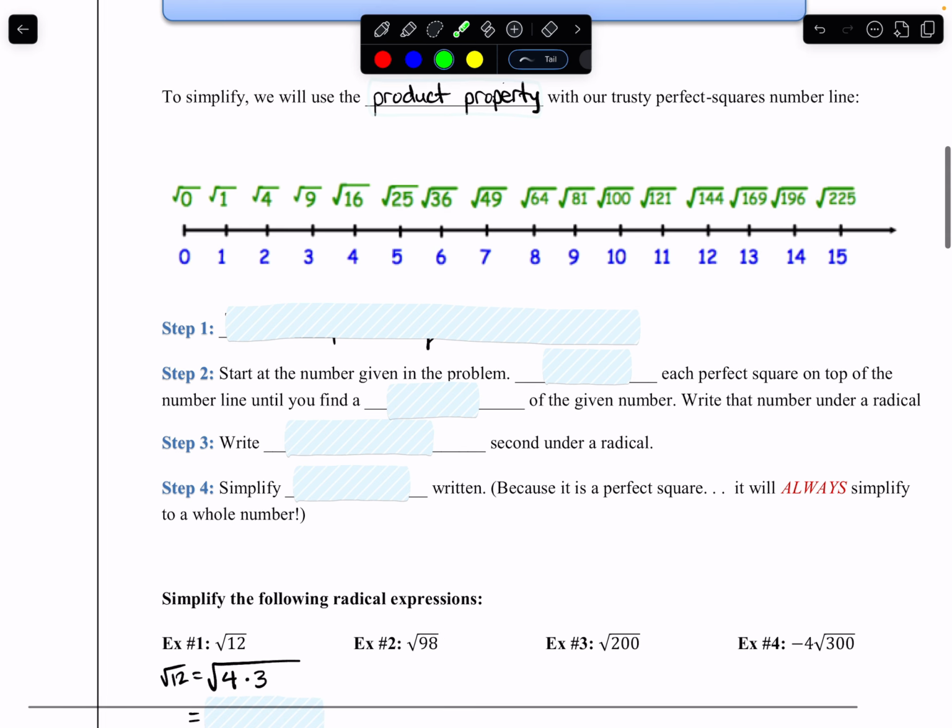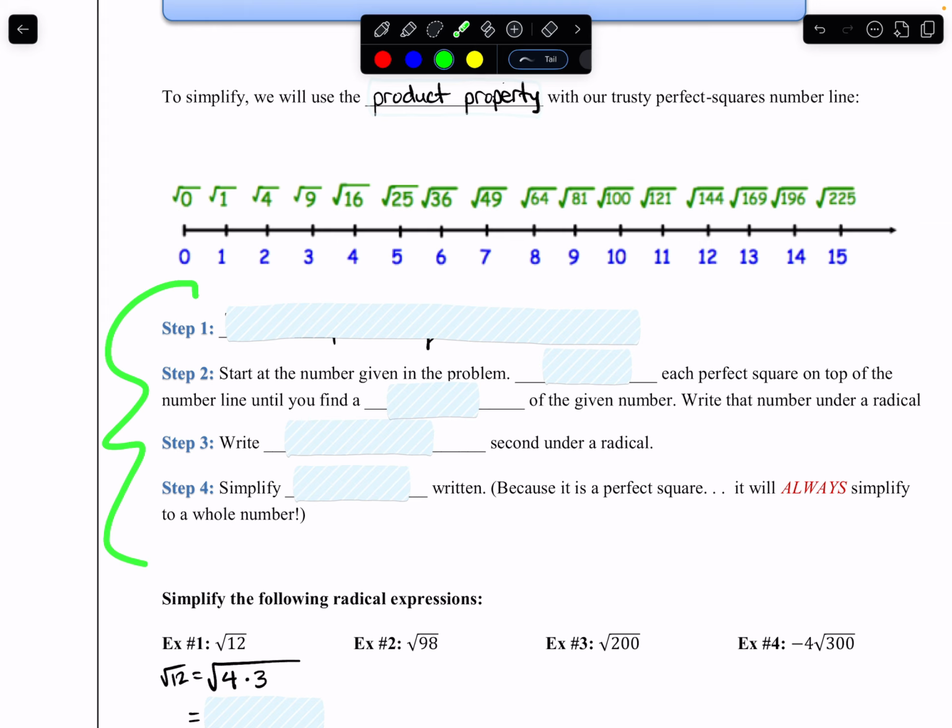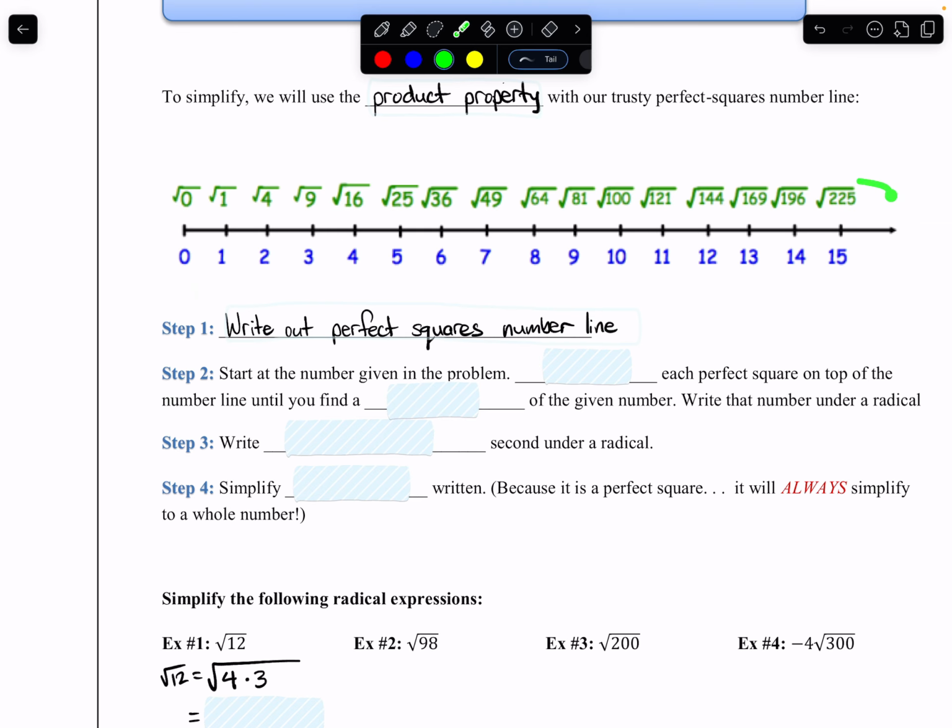So if I ask you to simplify, like in example 1, the square root of 12, we would follow these 4 steps. First thing we do is write out our perfect squares number line. As you get more practice with this, you may not need to write out the number line, but you should at least be very familiar with your perfect squares, okay? Step 2, we're going to start at the number given in the problem. Start at 12, and we're going to check 12.